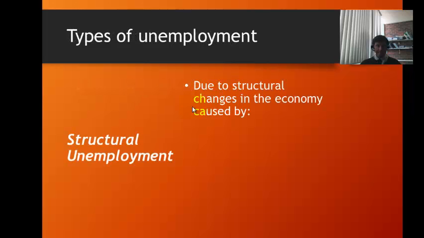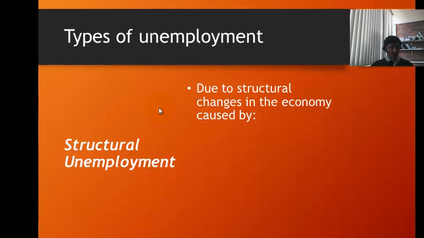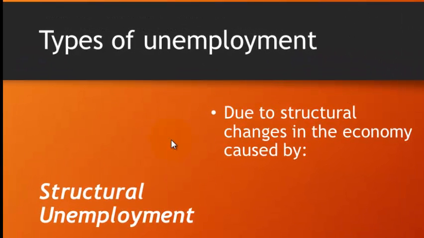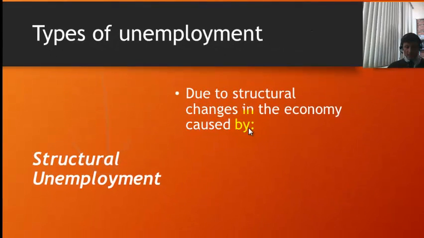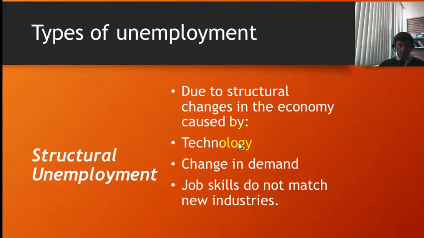Okay, now let's look at types of unemployment. There's quite a few. The first one I wanted to discuss is structural unemployment. So, due to structural changes in the economy, which means that, for example, a changed level of technology, how that's been applied, a change in demand for a particular product, which may mean that some job skills don't match the new industries.